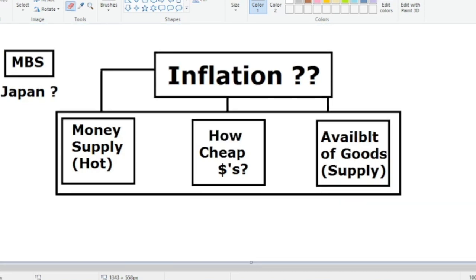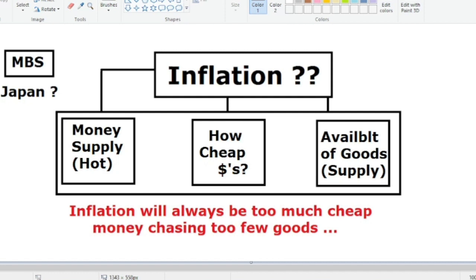I've heard it put well this way. This is not me, by the way, but I've heard others say this. And if you're the person that said this, I apologize. I cannot recall the source. It's not a Dan thing, right? But inflation will always be too much cheap money chasing too few goods.